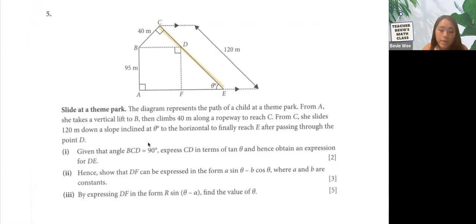So can y'all see the path again? From A, I go upwards. I go to C by climbing the ropeway. Then I slide down to E. Given that BCD is 90 degrees, find CD in terms of tangent theta. Hence, obtain an expression for DE.